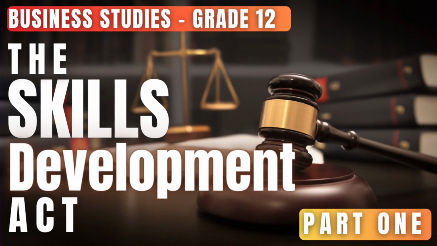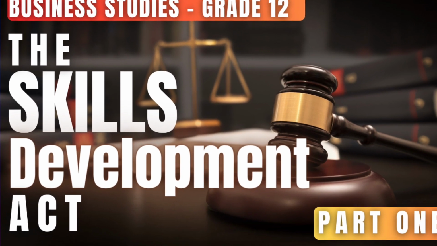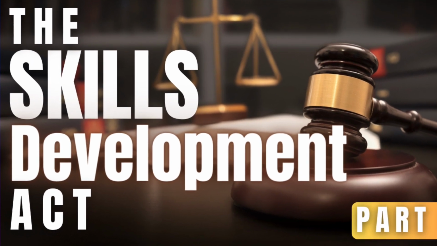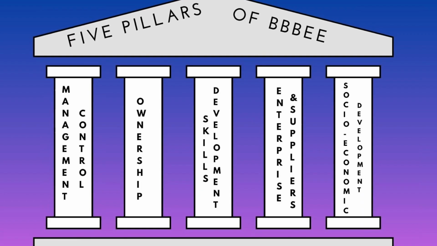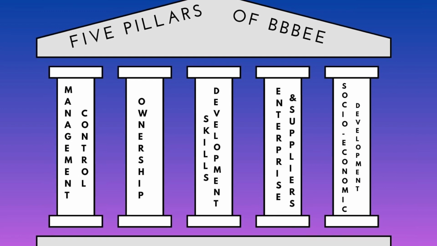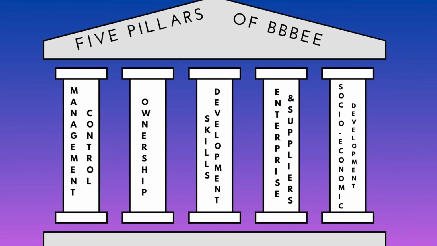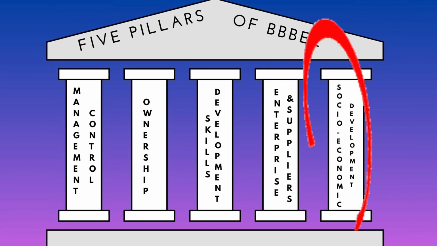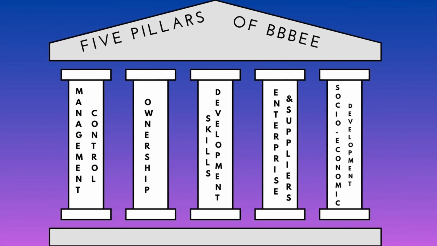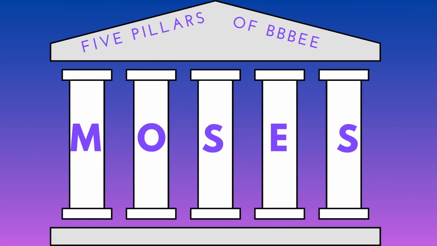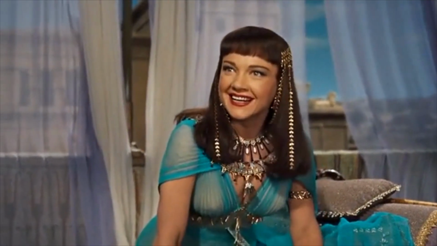Please don't mix this skills development with that first act that we talked about. There's a difference between the two. The fourth pillar that we are going to discuss is enterprise and supplier development. The last pillar that we'll be talking about is socio-economic development. The acronym that we use to remember these pillars is MOSES. Moses.